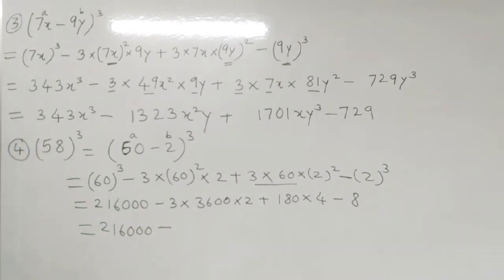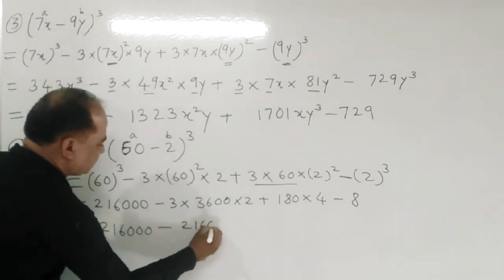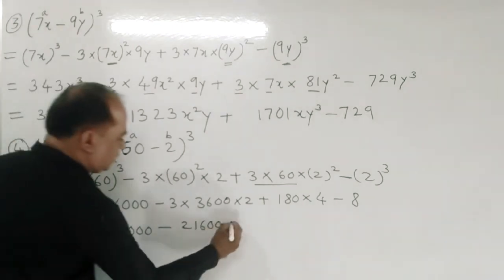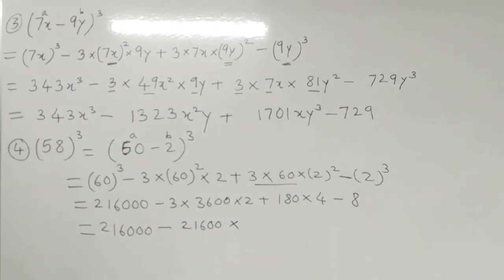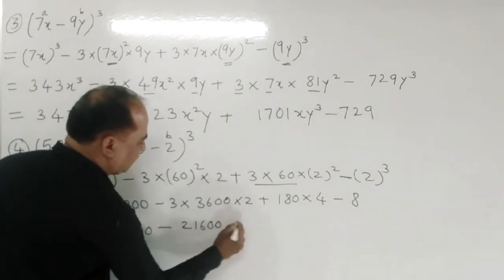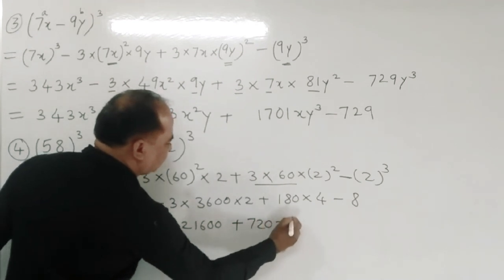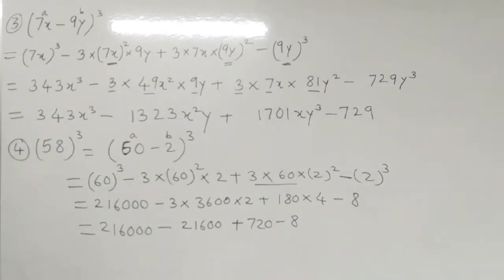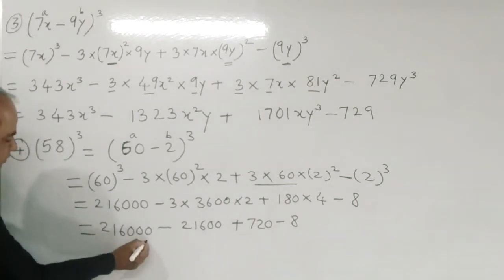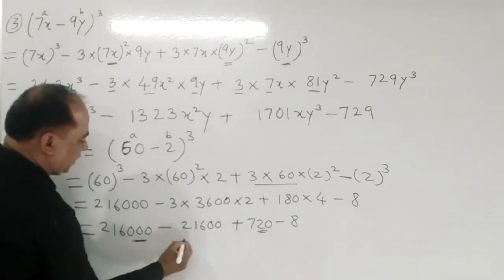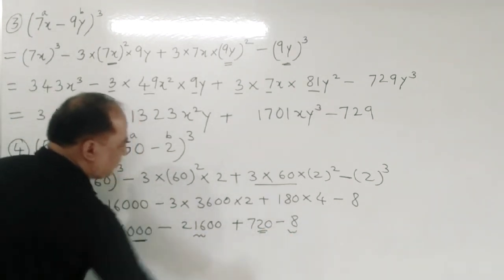216,000 minus, now 3 into 3600 into 2 is 21600, into 180 into 4, plus 720 minus 8. Now after doing all this calculation, add these two numbers, and bring these two together.